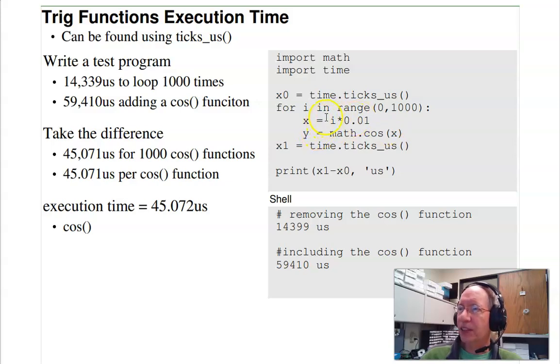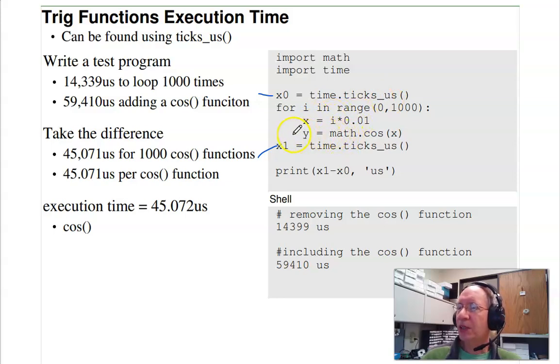So anyway, here's x. Here's the cosine of x. I want to measure how long this takes to execute. So what I'll do is record the time before I go into this loop, record the time when I'm done. The difference in time is how long it took to do everything. That's count to 1,000, do a multiply, do a cosine.